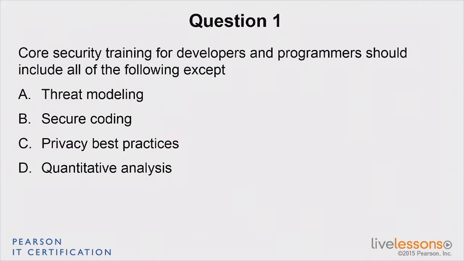D, quantitative analysis. We're probably not going to be asking our developers and programmers for doing a risk assessment using quantitative techniques. So the one we're going to choose as our correct answer will be D, a quantitative analysis. That our core security training for developers should include threat modeling, secure coding, and privacy practices. Now, if you're struggling with this one, you wanted to make sure that you were reading the question that said all of the following except, and then you really want to look at what's the one that's not like the other and the one that's not applicable to the subject. In this case, our subjects were developers and programmers.